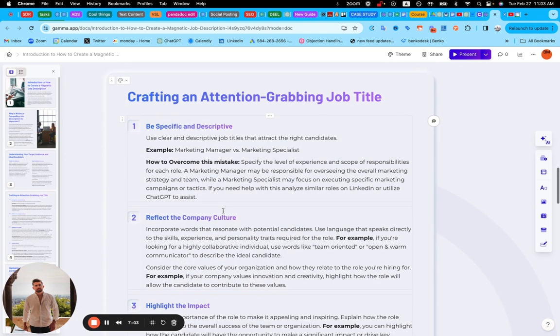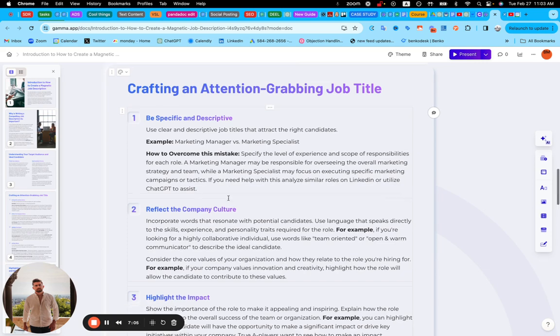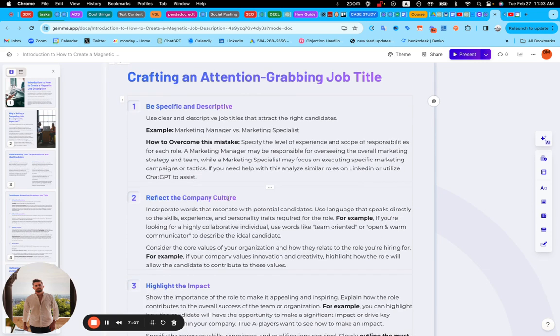The next section is crafting an attention-grabbing job title. We want to be very specific and descriptive in this job title. There's a difference between a marketing manager and a marketing specialist. A marketing manager may be responsible for overseeing the overall strategy and team, while the marketing specialist is typically more junior and focuses on executing a specific marketing campaign or day-to-day tactics.